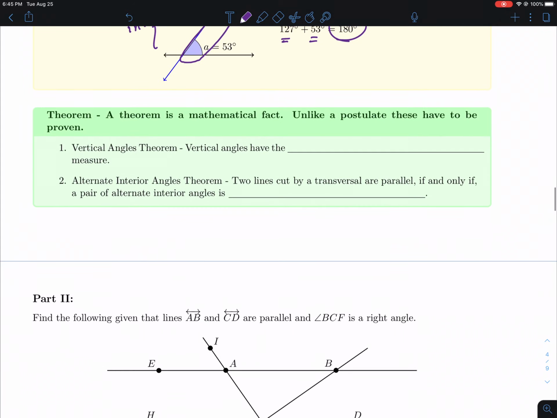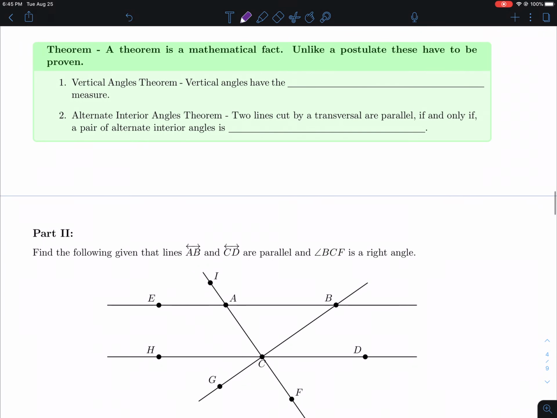Otherwise, what we want to do is, remember last time we talked about a postulate, which was something that we knew was true and didn't have to actually prove. So a theorem is similar to a postulate. It is true, but you have to show it's true. In this class, we're not doing much with proofs, but in higher up math classes, that's what you do. You prove theorems are true and things like that.